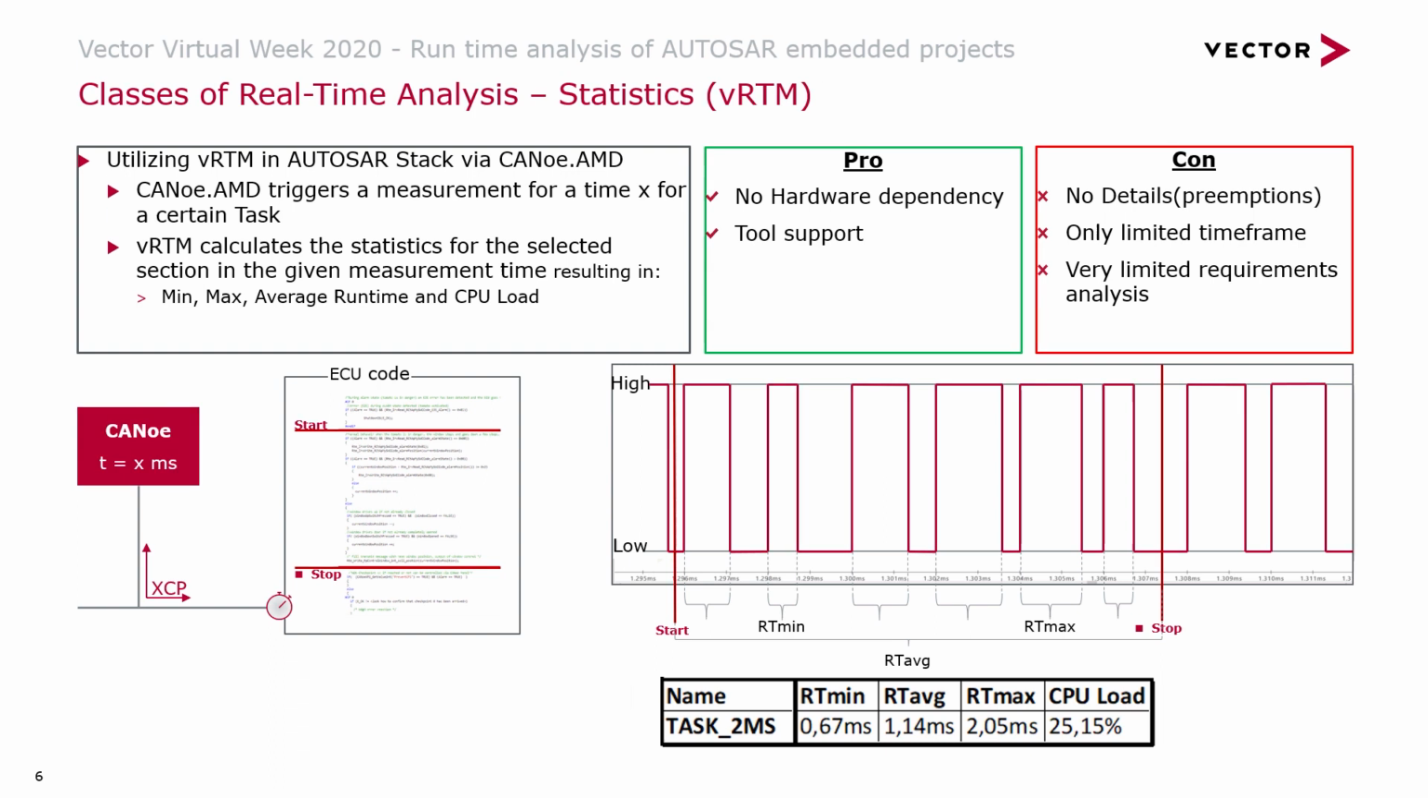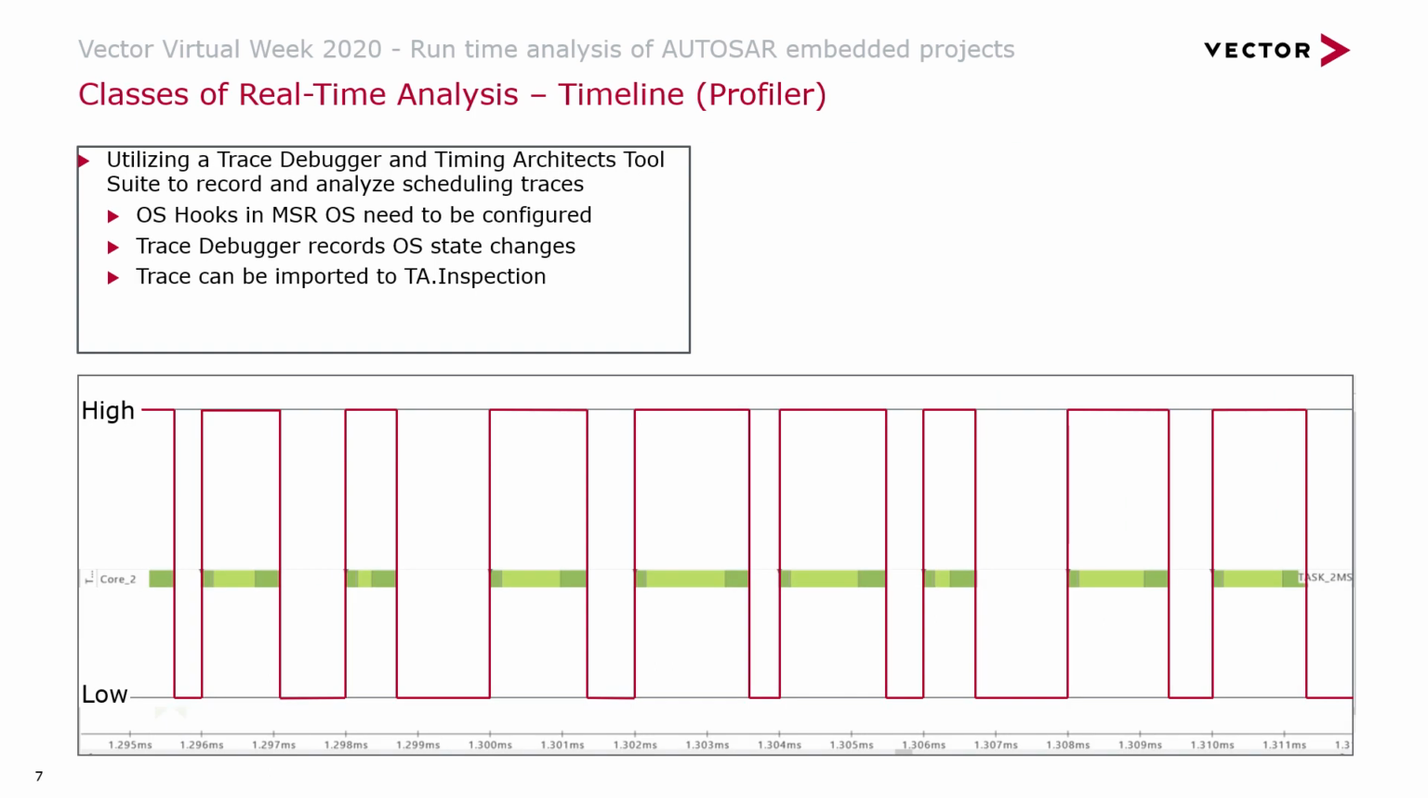Now we get to the third level. This is a complete timeline that is recorded via the profiler. And this works like this. In MicroSAR OS, you can configure hooks for the individual tasks that you are interested in. And for these tasks, you can configure the OS hooks. This passes on the information to the debugger, and it will be configured so that the state transitions are also recorded in a trace. And this trace can then be imported into the TA tool suite, and here you can analyze the trace.